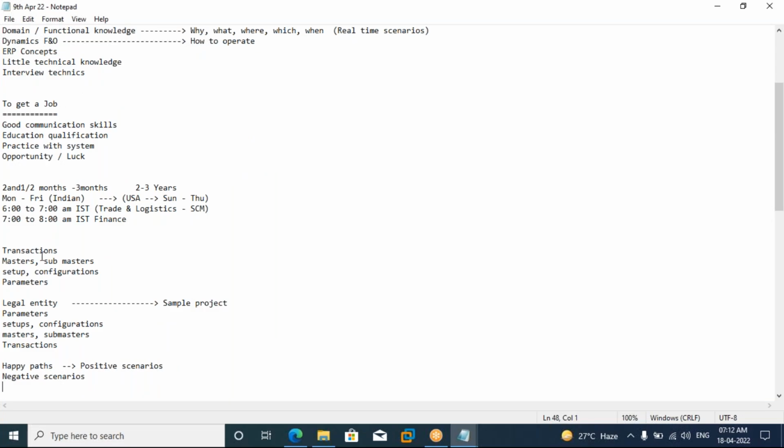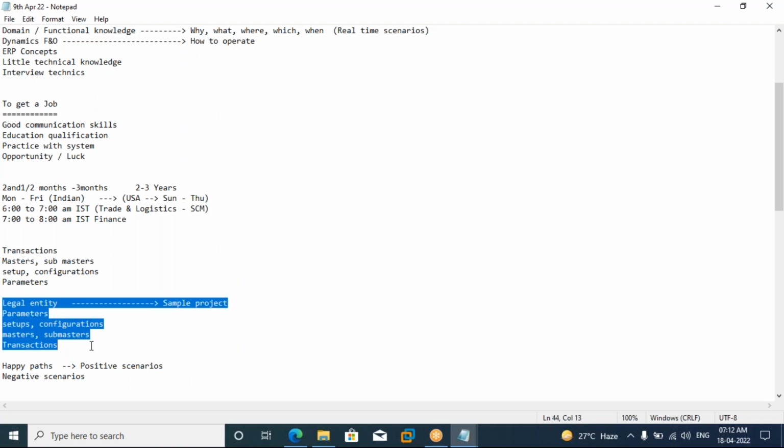Okay, first you are going to learn transactions. Actually, you need to learn all these things: masters, submasters, setups, configurations, parameters. This is your task. But if you want to understand all these things, first you need to understand transactions. Then first I will teach you in the existing company. Later on, after 1.5 months, I will create a new company.